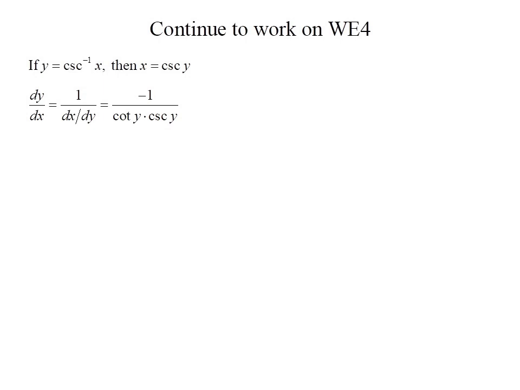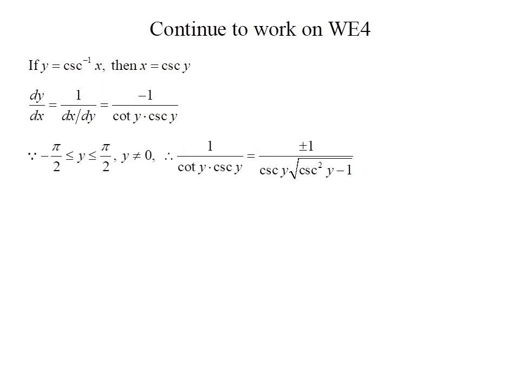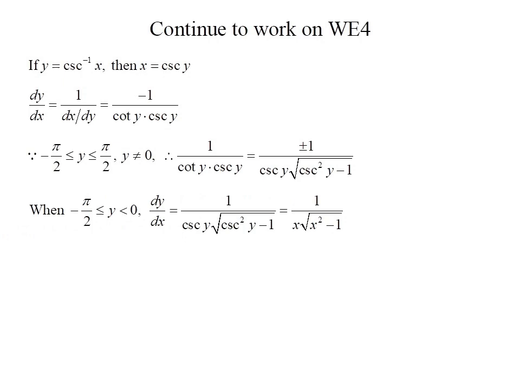Since the range of y is between negative pi over 2 and pi over 2, including both endpoints but the point 0, cotangent y equals plus or minus the square root of the square of cosecant y minus 1. And here the plus or minus sign depends on which quadrant y falls into, so we have to discuss it.